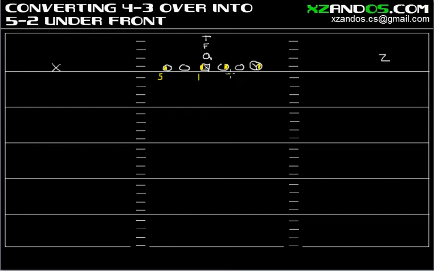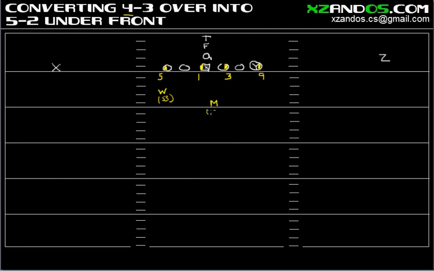Your 3 technique and your 9 technique would go to strength. So there you have your 4 defensive linemen at first level. That is the first part of a 4-3 over front. And then you will have your Will linebacker, who I like to put in a 53, 5 technique, 3 yards off the ball. And then you would have your Mike.